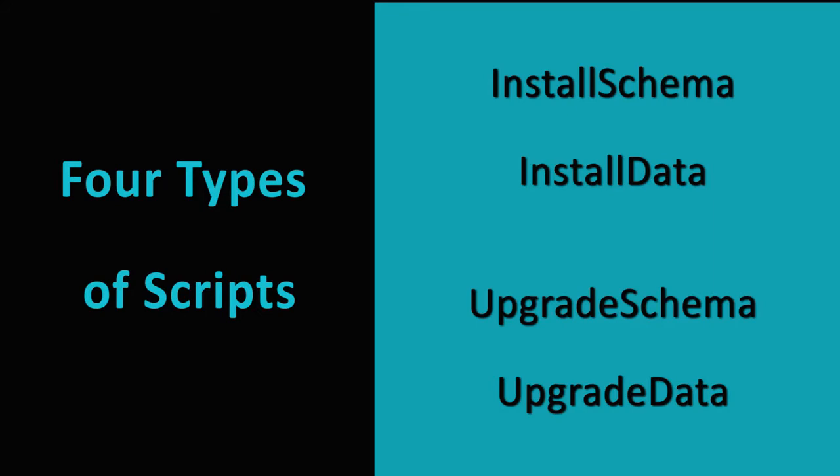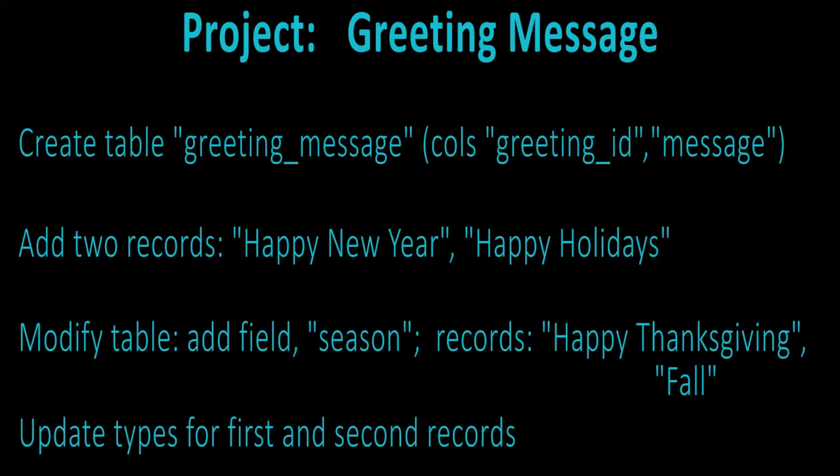To look at all four scripts, we'll complete the following greeting page tasks. Create a greeting_message table with the columns greeting_id and message. Add two records, Happy New Year and Happy Holidays. Modify the table by adding another field, Season, to which we add the records Happy Thanksgiving and Fall. Update the types for the first and second records.